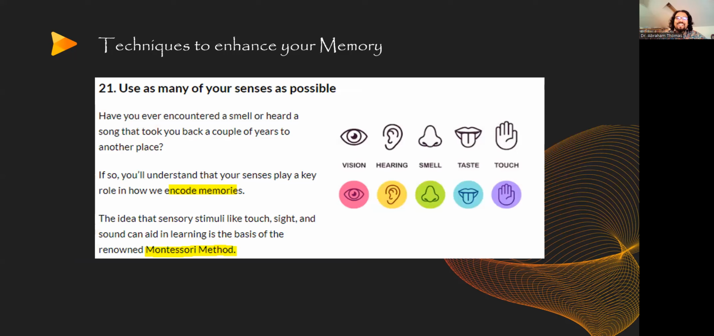And lastly, and this brings us full circle to the beginning of the presentation, when we talked about your working memory and your sensory memory, use as many of your senses as possible. The more senses we stimulate, the easier it is to encode those memories, using all of those elements of your sensory memory that we talked about to begin with. And they feel that this is one of the bases of the renowned Montessori method, which I'm told Jeff Bezos learned in school.